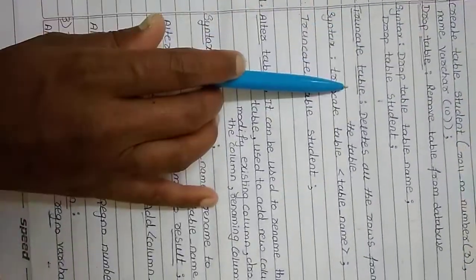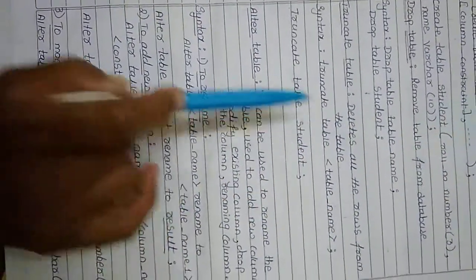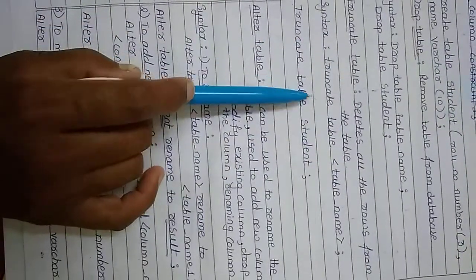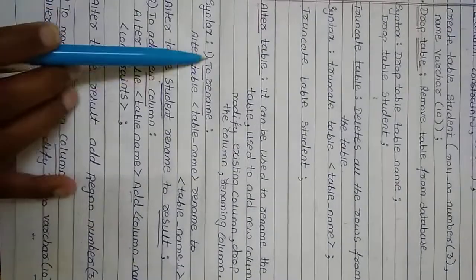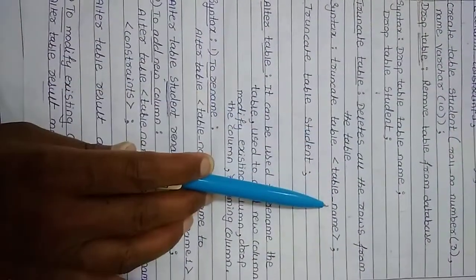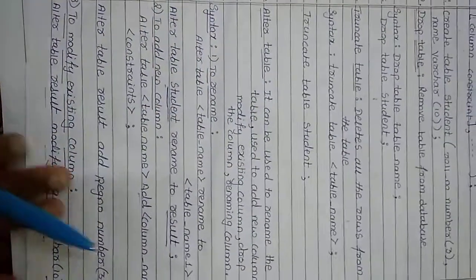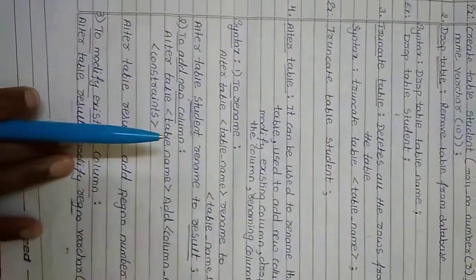Then comes truncate table. Truncate table is going to delete all the rows from the table. Okay, so before using drop table, you should use the truncate table command so that it deletes all the rows from the table. If you see the syntax, you have to take truncate table, the keyword, followed by the table name. For example, truncate table student, which is going to delete all the rows from the table. Then finally, you can use the drop table command.